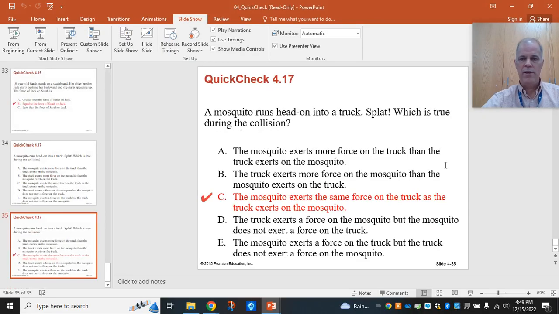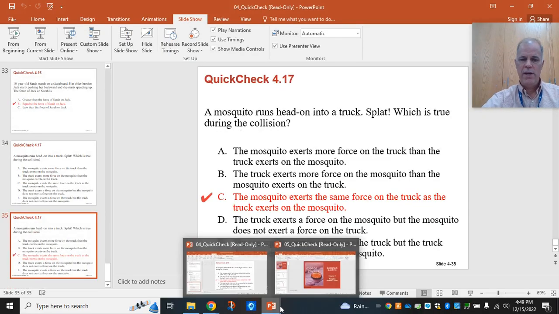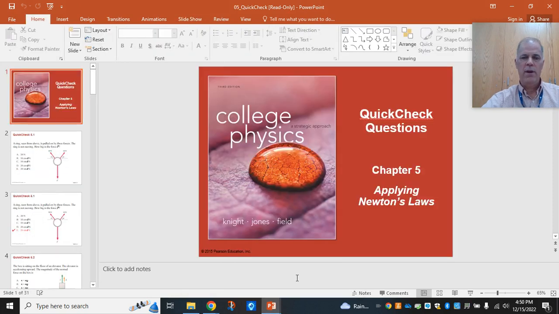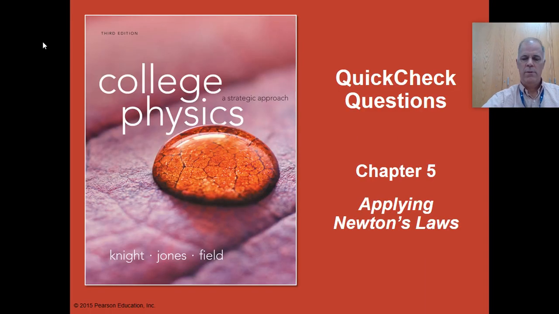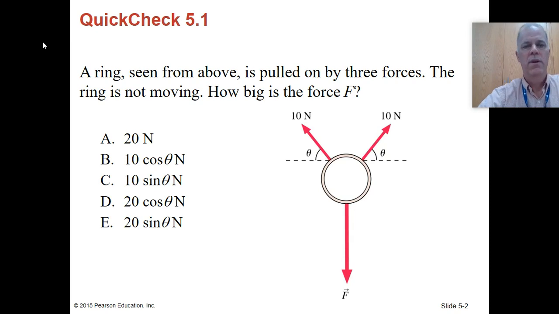So let's escape out of this one and we'll come up with chapter 5. Here we go. I think we're doing all right on time. And we will go to a slideshow from the present. There we go. So chapter 5 is the one where we apply Newton's laws. We're looking at forces in different directions and adding up vectors and all that stuff. And here we go, we're adding up vectors on a ring that's hanging.